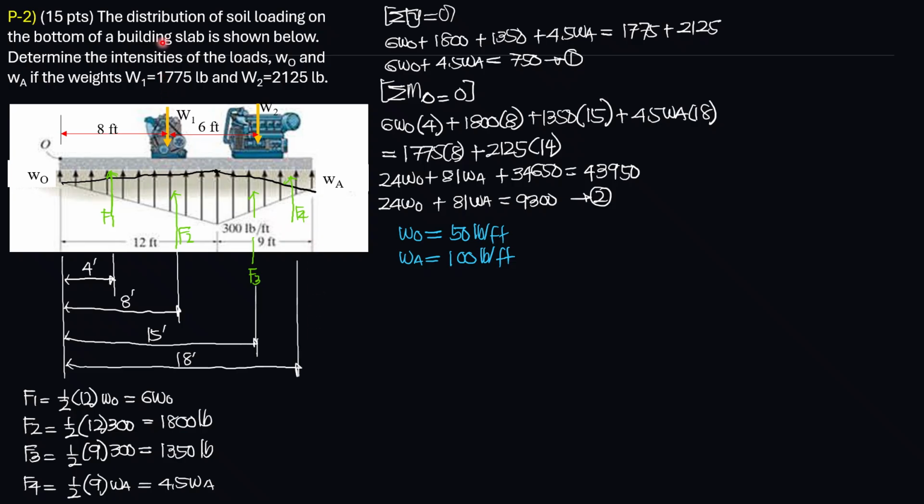Problem 2, the distribution of soil loading on the bottom of a building slab is shown below. Determine the intensities of the loads WO and WA if the weights W1 is 1775 pounds and W2 is 2225 pounds.